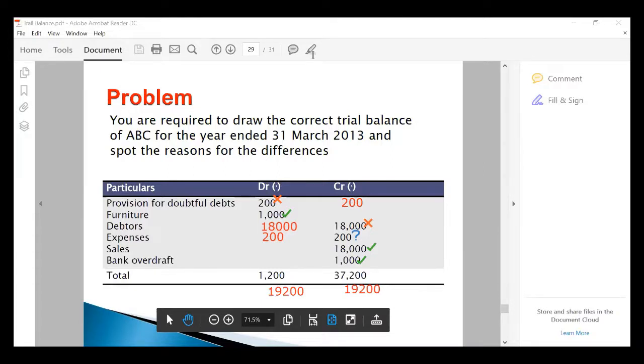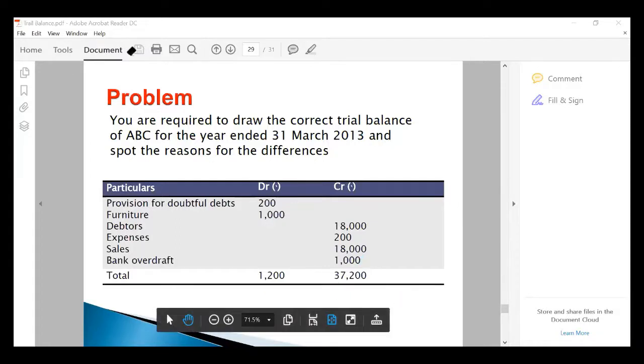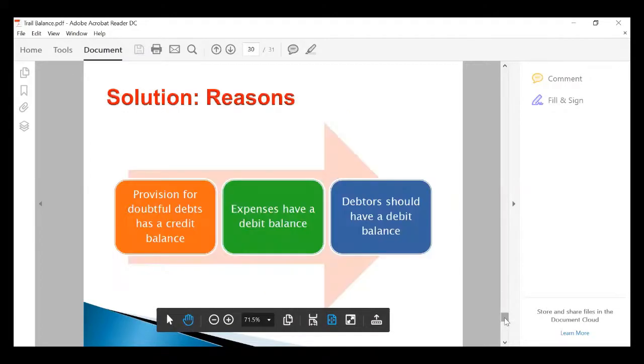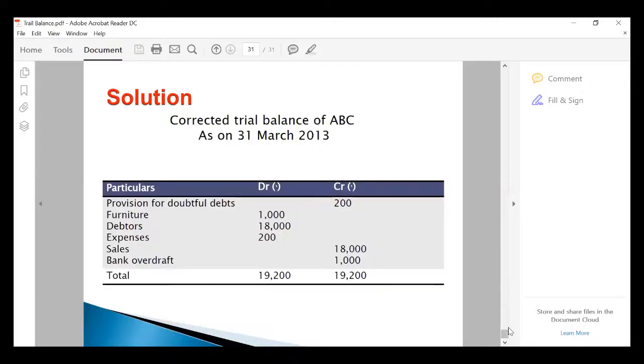So let's see. Provision for doubtful debt has a credit balance, expenses have a debit balance, debtor should be debit balance. So this is the right answer. Okay. I hope everybody has got it.